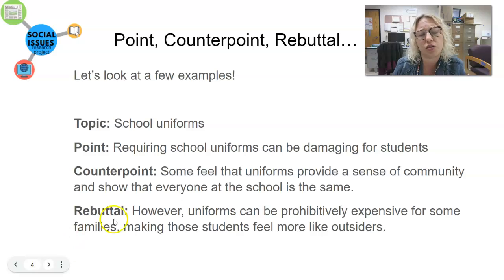This topic is school uniforms, and the point that you want to make is requiring school uniforms can be damaging for students. The counterpoint? Some feel that uniforms provide a sense of community and show that everyone at the school is the same. Rebuttal. However, uniforms can be prohibitively expensive, so costly that they make it hard to buy for some families, making those students feel more like outsiders. So the rebuttal is arguing against the counterpoint and supporting the original point.